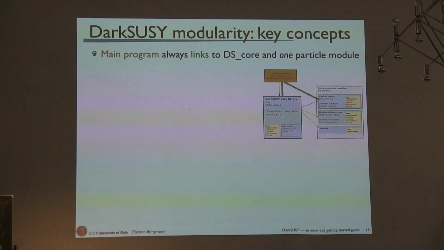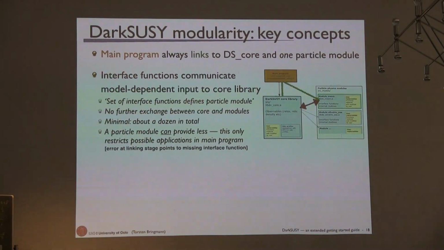Okay, so now let's get to the modularity that I was stressing. I already emphasized that you have a main program that always links to two things: the core library and one of the particle physics libraries. And you cannot link to two particle physics libraries, for consistency. Now, how does this work in practice? Well, of course, the core library needs to get some information from the particle physics libraries. This is implemented in such a way that the amount of information that is passed is absolutely minimal and only works through what we call interface functions.